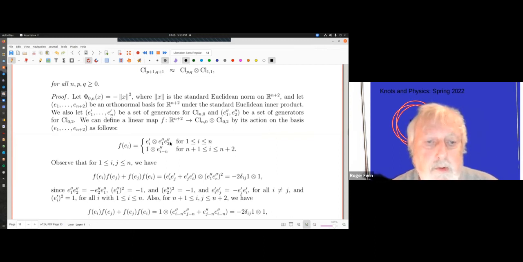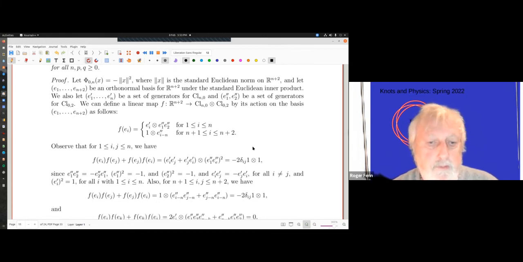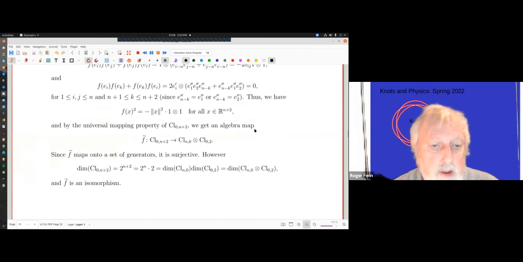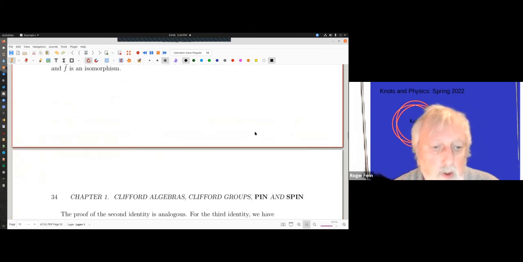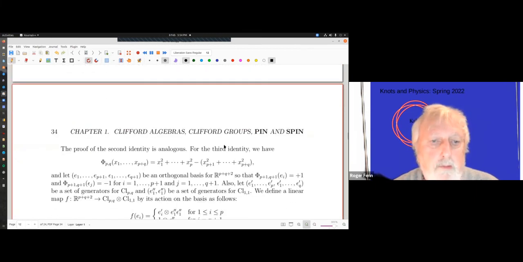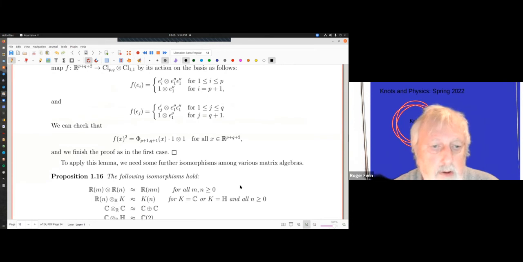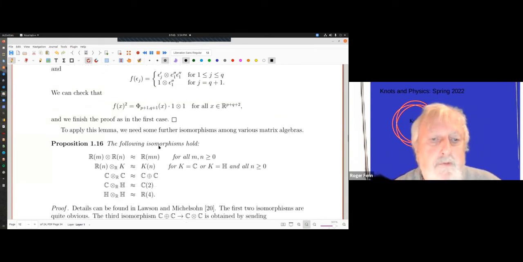This is sort of a bit messy. It's something very similar in the paper file. I won't go through this. It shows that, and so now we have the following isomorphisms.